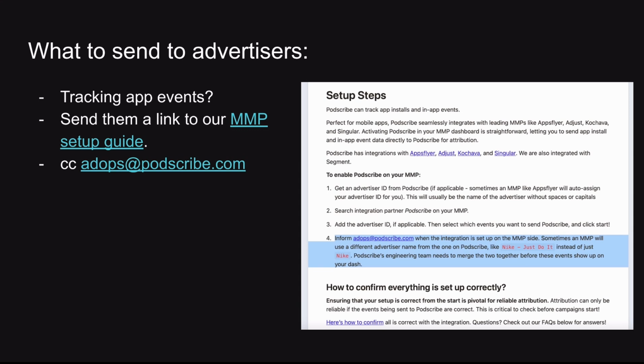Those are not the same. We should not show events from Nike Just Do It in Nike's account. So what our engineering team needs to do to fix this is connect Nike Just Do It with Nike so that Nike Just Do It events do show up in Nike's account. And to do that, we'll need to know that you're setting up an MMP. So please CC support@podscribe.com or adapps@podscribe.com, and we will help you further with that.